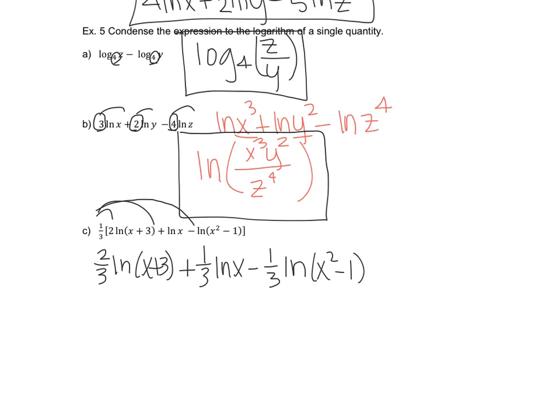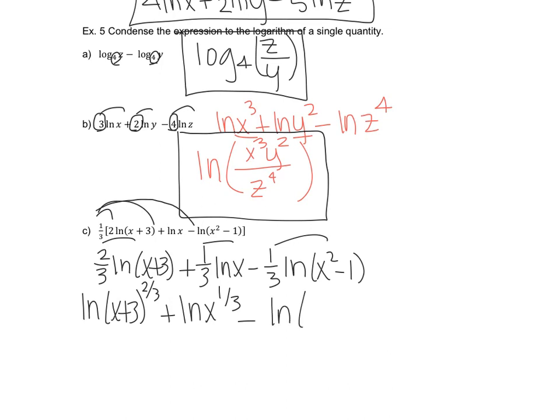Now what I'm going to do is move all of my exponents up where they belong. Notice this is x plus 3, all of it is going to be raised to the 2/3 power. So when I move the 2/3 up, I need to keep the parentheses around that x plus 3. So what I've got is ln of x plus 3, all of that raised to the 2/3 power, plus ln of x to the 1/3, minus ln, and again, same thing. I've got x squared minus 1 all in parentheses, so the whole thing is being raised to the 1/3 power.